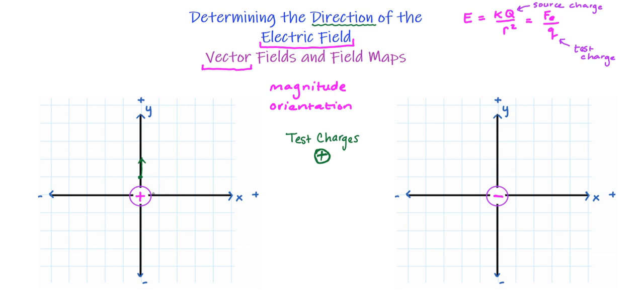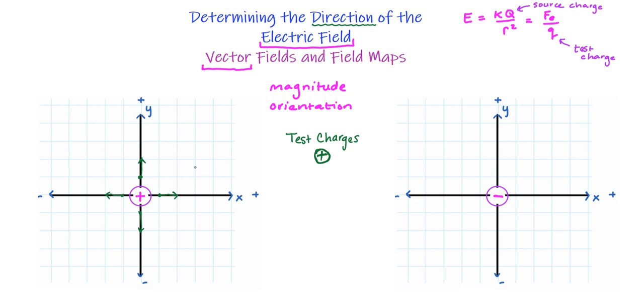Okay, let's pick a new point. If I were to place a positive test charge at the location 1, 0, what direction would it get pushed? It gets pushed outwards like this. Subsequently, we can put in all of these other ones here.